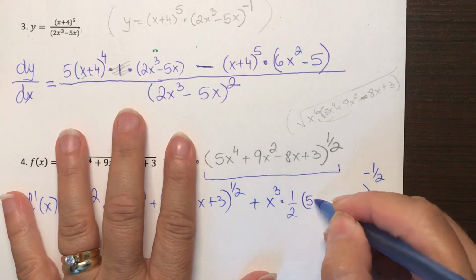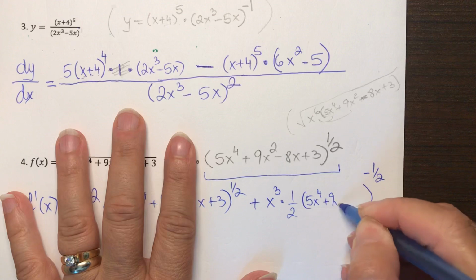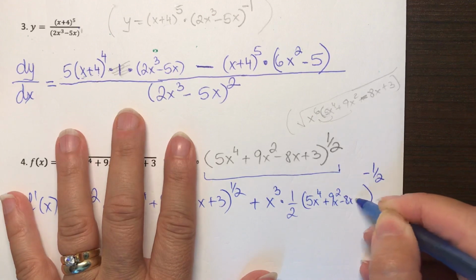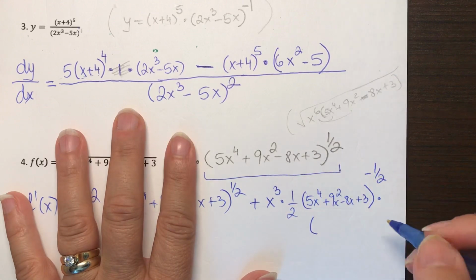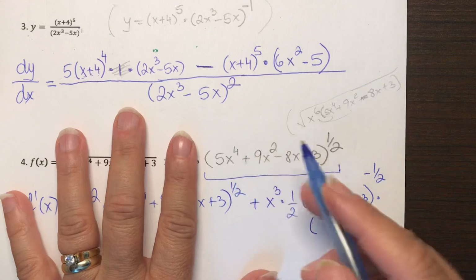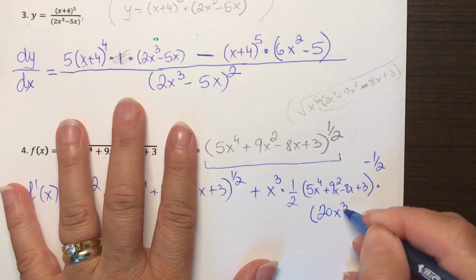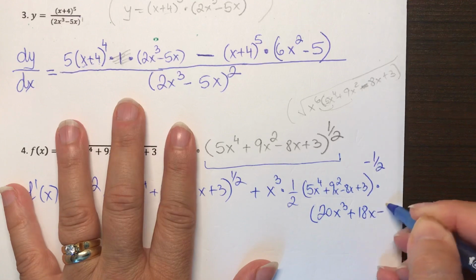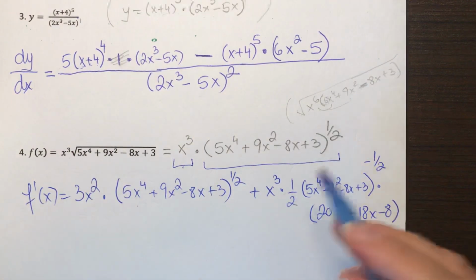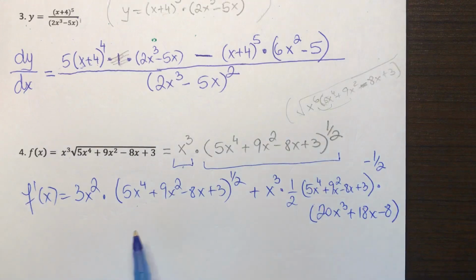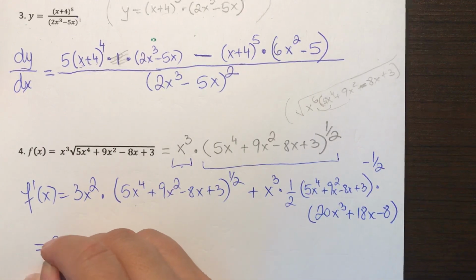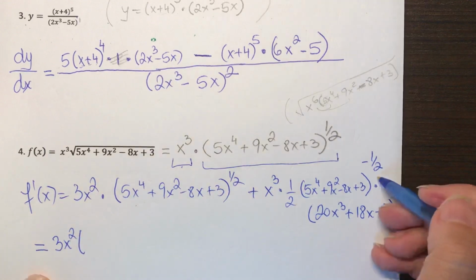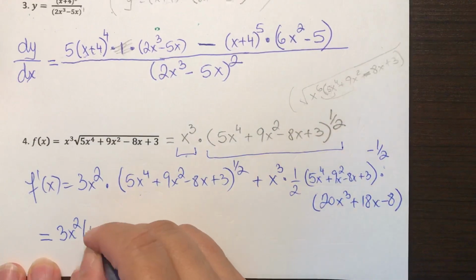So leave the inside alone at first. But then times, move on and take the derivative of the inside. Put that in a parentheses. So the derivative of the inside is going to be 20x to the third plus 18x minus 8. So I still have to simplify some things here. I don't mean distributing. Again, you can, by the way, because you would have to take care of the exponent first, right? The exponents before multiplication. But mainly what I need to do is take care of this negative exponent here. So there's that.